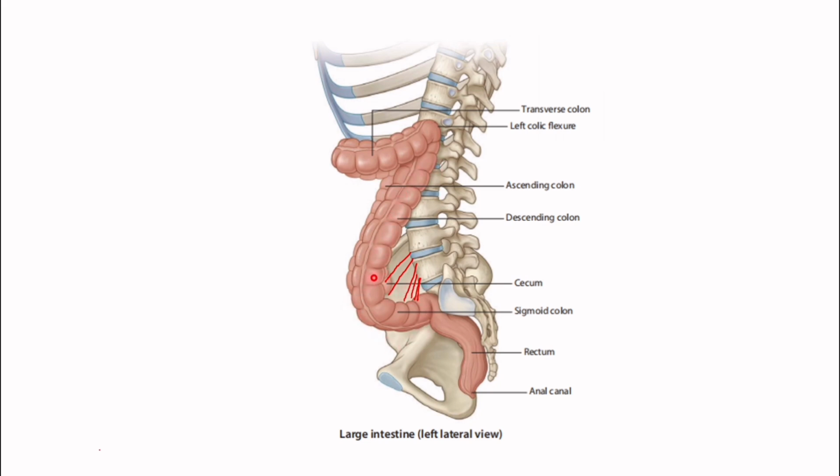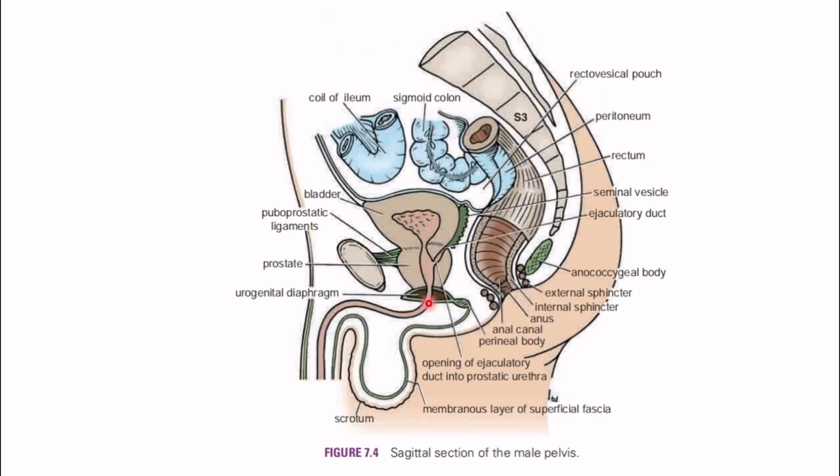So the sigmoid colon is covered by what? By peritoneum, and it is attached to the posterior abdominal wall by a mesentery called the sigmoid mesocolon. So the sigmoid colon is very what? Movable. It flexes, it can move around and play. It starts at the level of the pelvic brim and ends at the level of the third sacral vertebra. Done.